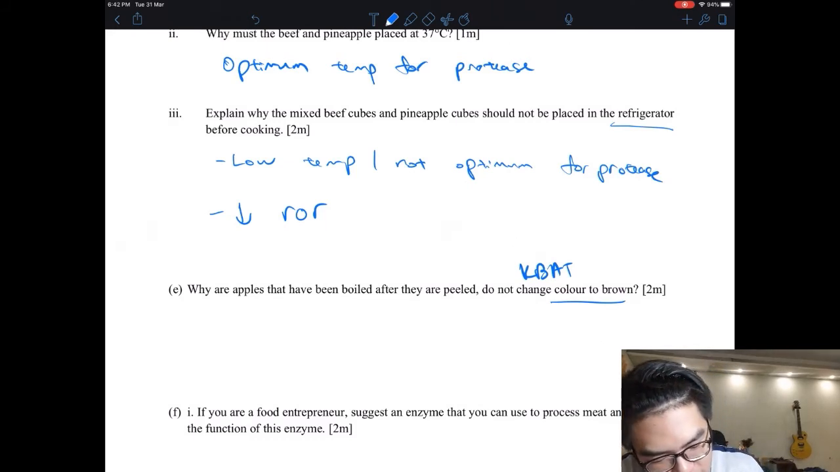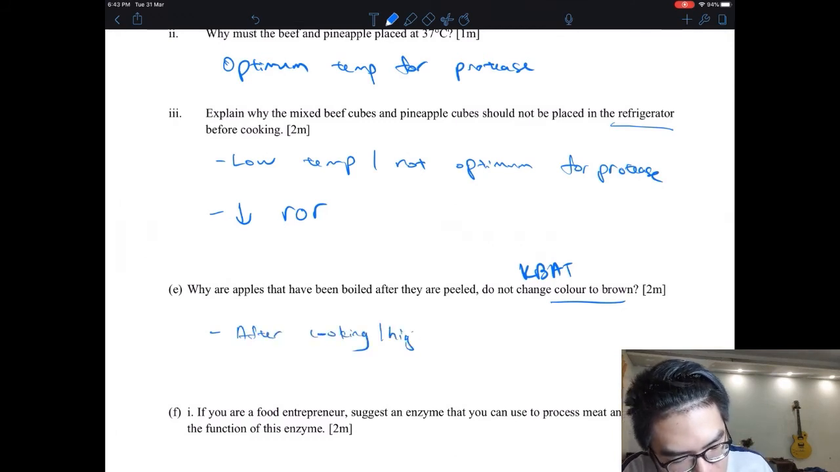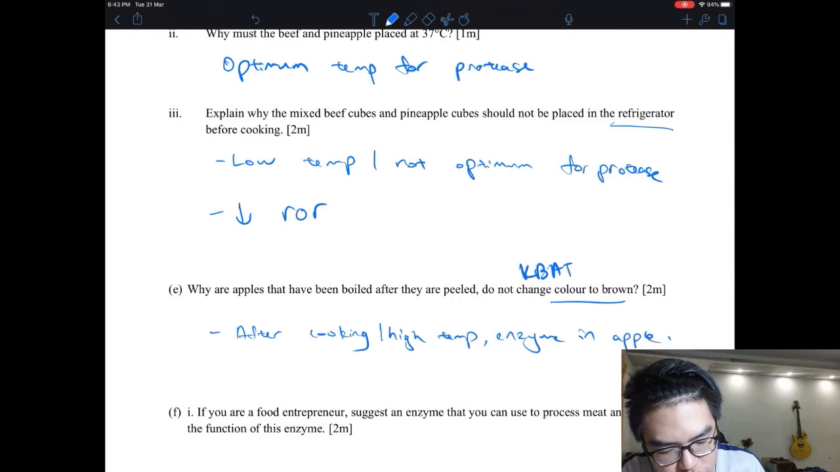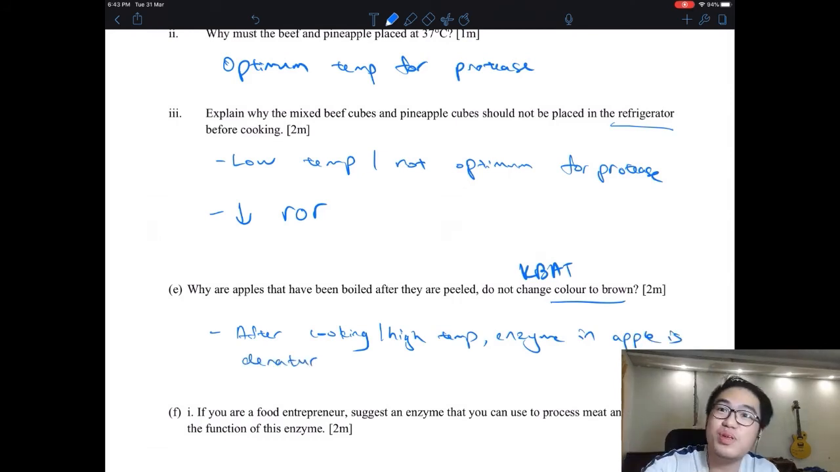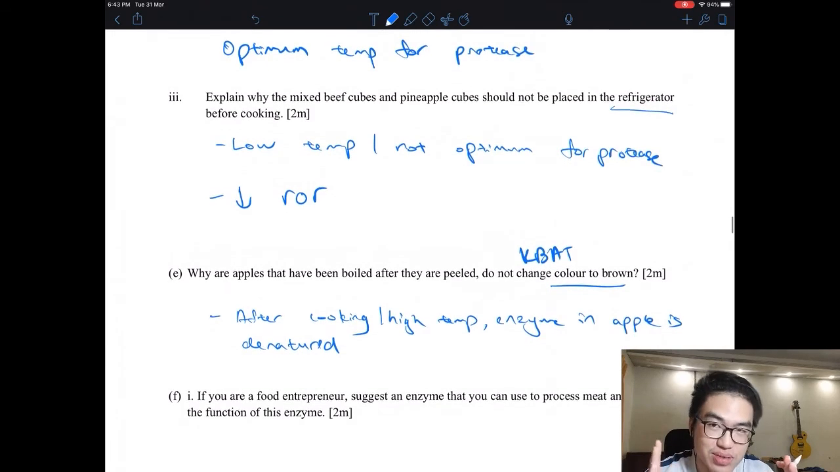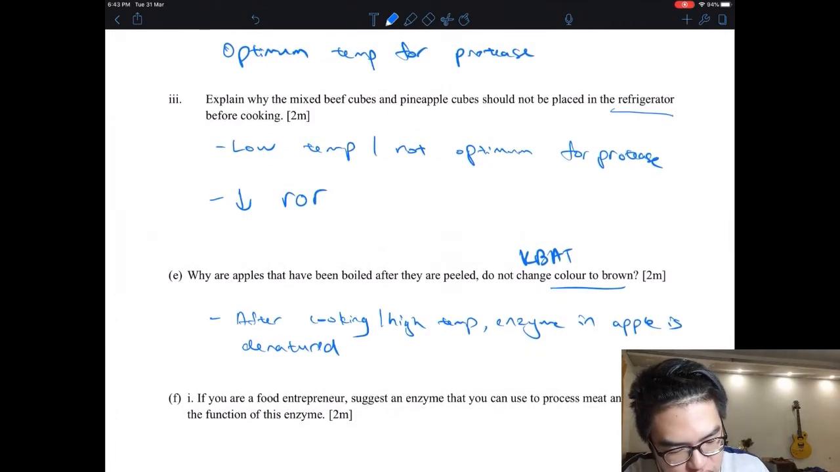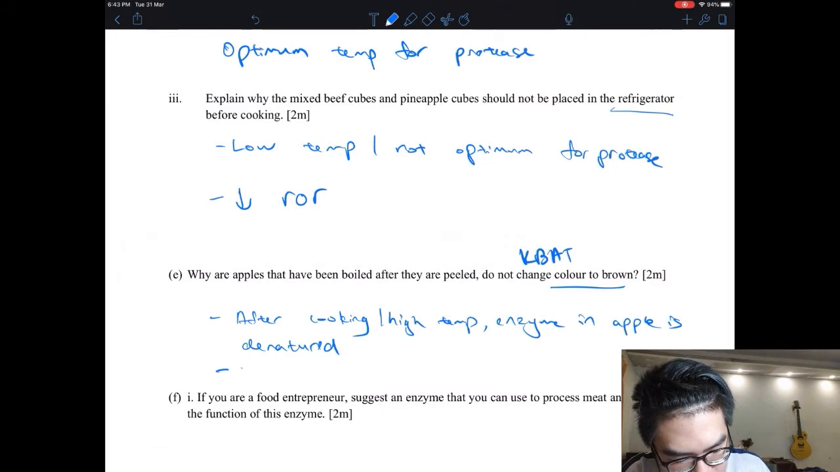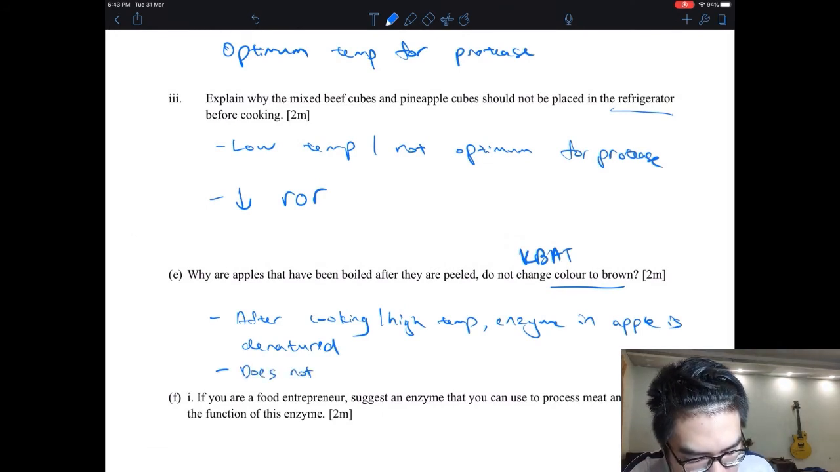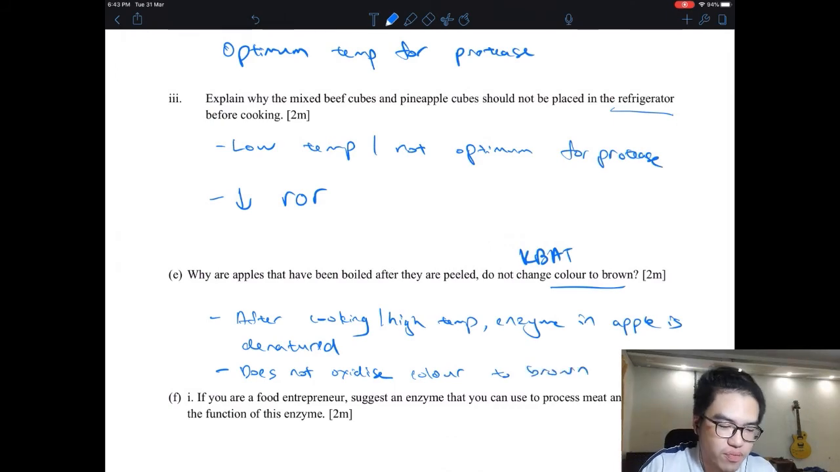So after cooking, or high temperature, the enzyme in apple is denatured. Please don't say spoiled, please don't say broken down. Not accepted. It's denatured. So it does not oxidize the color to brown. You can say there's absence of enzyme, so it doesn't break down this thing to brown.